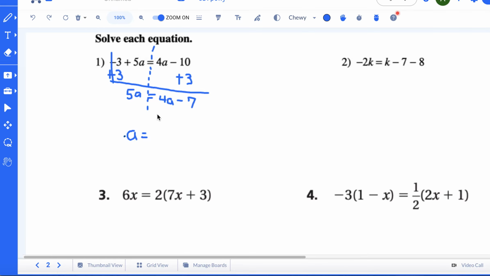I need to make it 0, so I have to subtract 4a. When I subtract 4a, remember you're subtracting the whole 4a together, because this has to be 0, and I have 5a minus 4a, which is just 1a. You can write a 1 if you want to, but you don't have to. What do we have left on the other side? We have negative 7. Okay, so a equals negative 7.